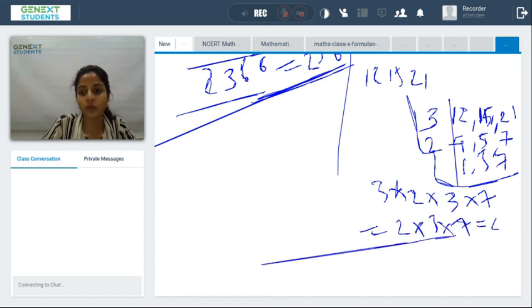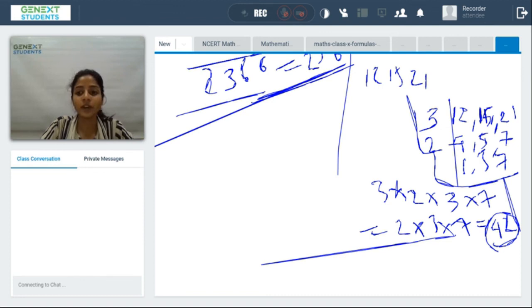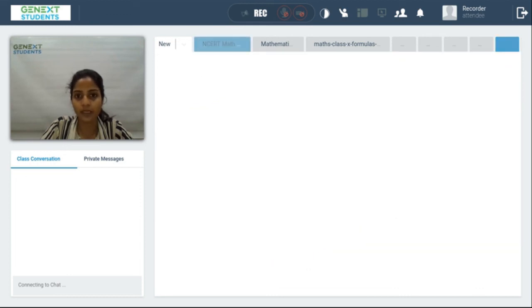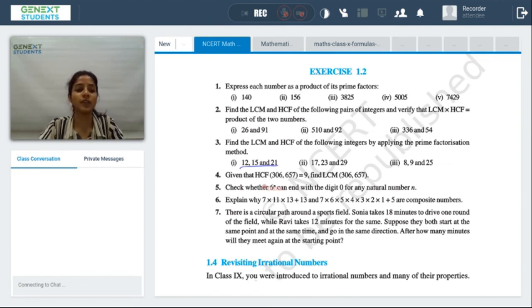So, 7 × 3 = 21 × 2 = 42. This will be our LCM. That is what they asked us to find. And what will be the HCF? The common one, the highest common factor. Okay, so this will be the HCF of this number. Simple, you just have to find this. They have not asked you to verify it, so no need to verify.